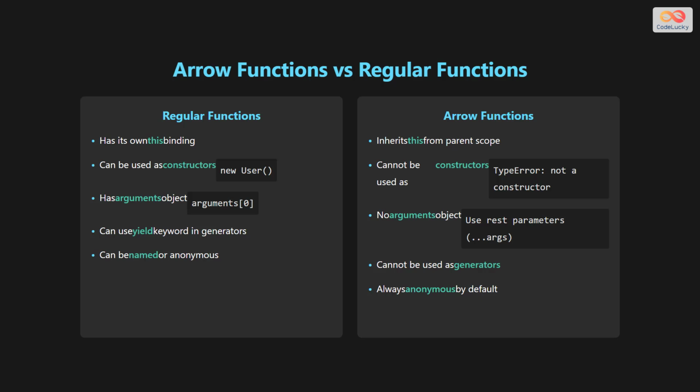On the other hand, arrow functions inherit the this value from their parent scope. This makes it easier to refer to the properties of the object. Arrow functions cannot be used as constructors, and they do not have the arguments object. To capture rest parameters, the rest syntax must be used. They can't be used as generators, and they're always anonymous by default.